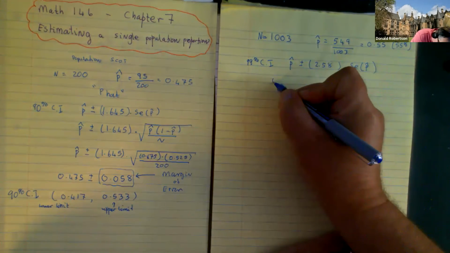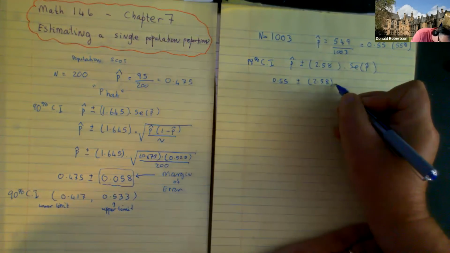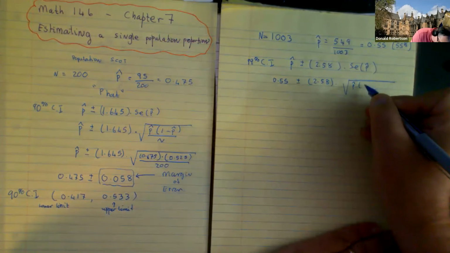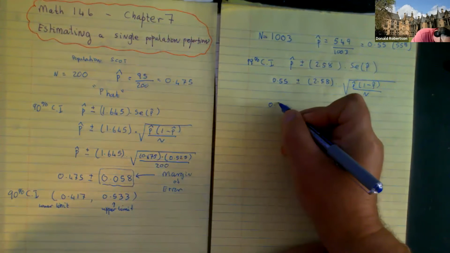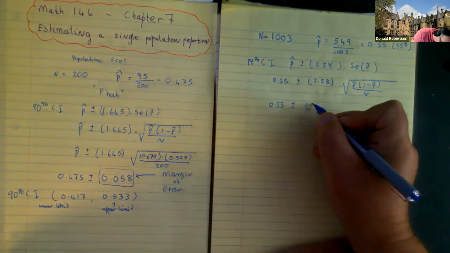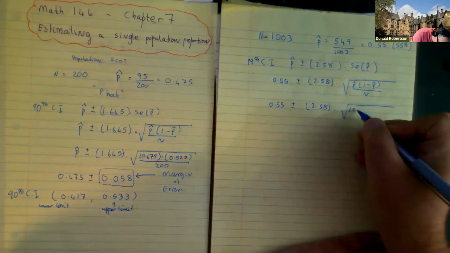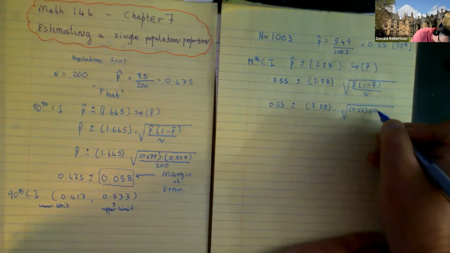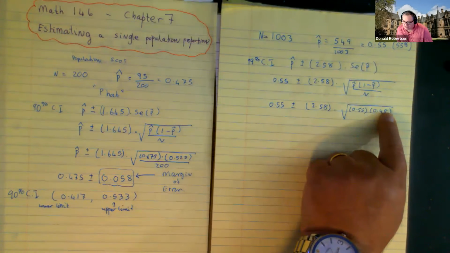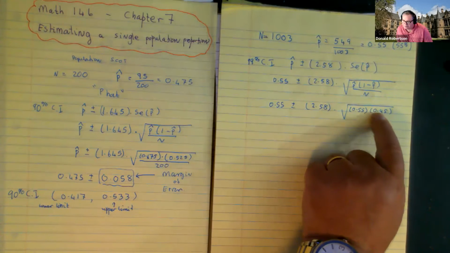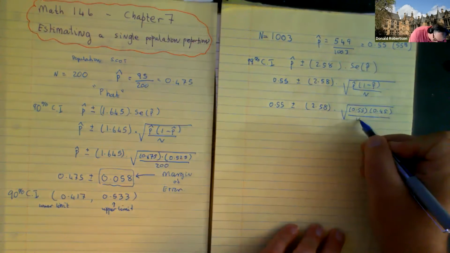Now we know this guy, so I'll put him in as 0.55. It's going to be 2.58, and then it's p-hat times 1 minus p-hat, all over n. So it's going to be 0.55 plus or minus 2.58 times the square root of... If this is 0.55, isn't this guy 1 take away 0.55? So that's where this answer came from, right? 1 subtract this guy gets you that guy. All over 1003.